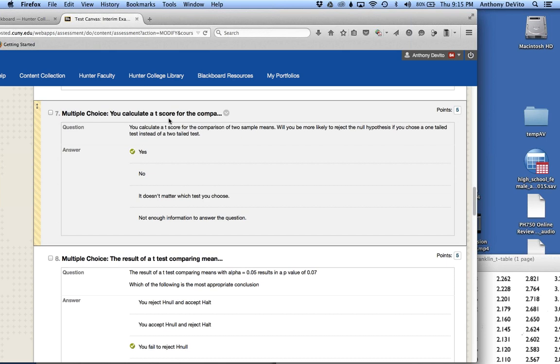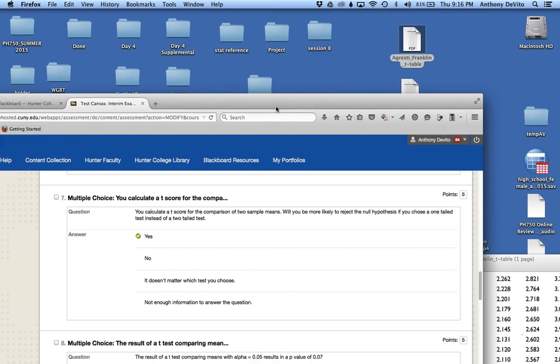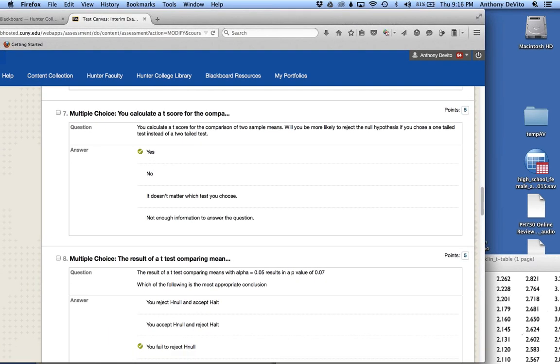Okay, let's do a calculation. You calculate a t-score for the comparison of two sample means. Will you be more likely to reject the null hypothesis if you choose a one-tailed test instead of a two-tailed test? A lot of people got this wrong. The answer is yes, you're more likely to reject the null hypothesis if you choose a one-tailed test. I'm going to illustrate that because that's an important concept.